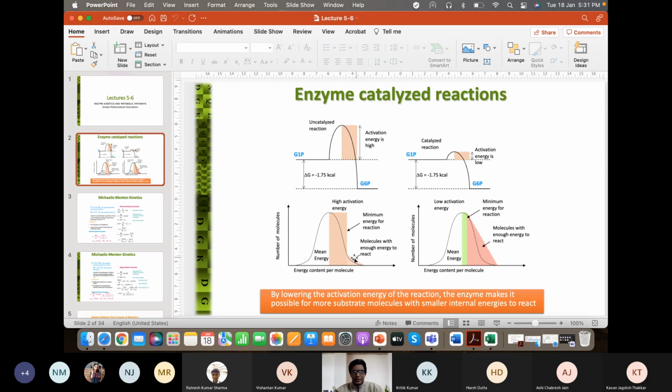So if you have a high energy of activation, then the number of molecules that would qualify to conduct a reaction would be much lower. So you can see that that would be the reason. Whereas if you have a low energy of activation, then a much larger population of molecules would actually qualify. Clear? All right.